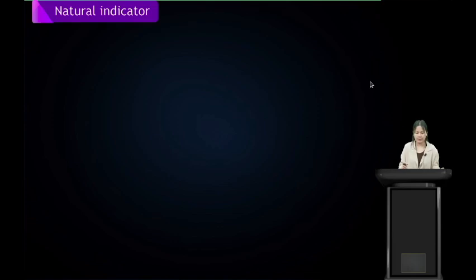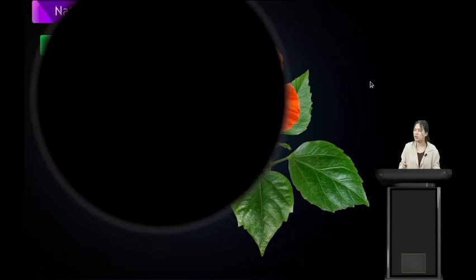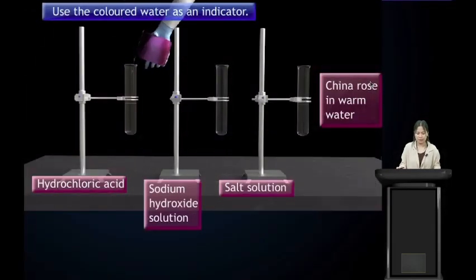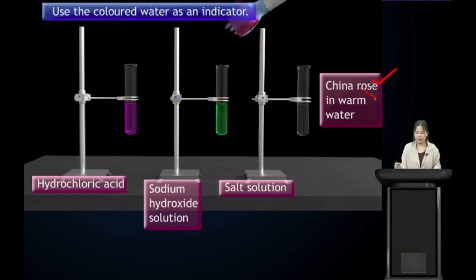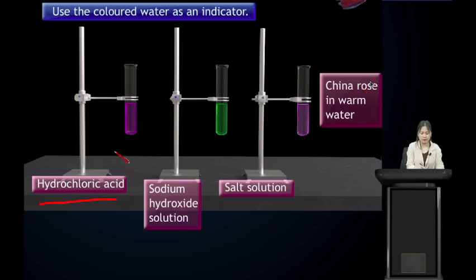Let us see another natural indicator, which is the China rose. Take the petals of this China rose, grind them and make a solution using water. Here we have China rose in warm water. Then take 3 test tubes. The first contains hydrochloric acid, the second contains sodium hydroxide, and the third contains salt solution.